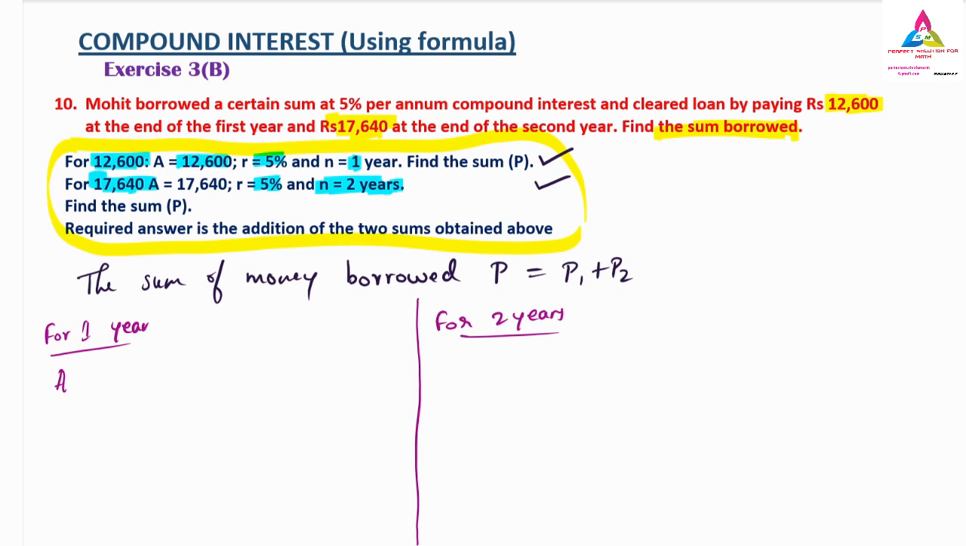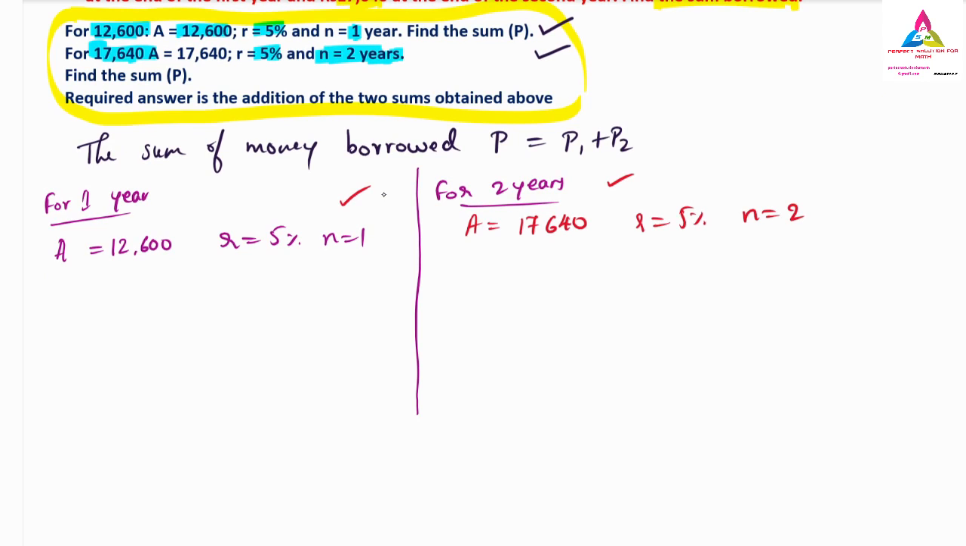The amount here is 12,600, the rate of interest is 5%, and n will become 1. But here it will change a little bit: the amount he paid after 2 years, the second year, is 17,640, and the rate of interest is 5% only, but that is for 2 years, so the n value will become 2. We have to find P1 from here and P2 from the second year. Let us find and add both, then we will get the sum of money borrowed.